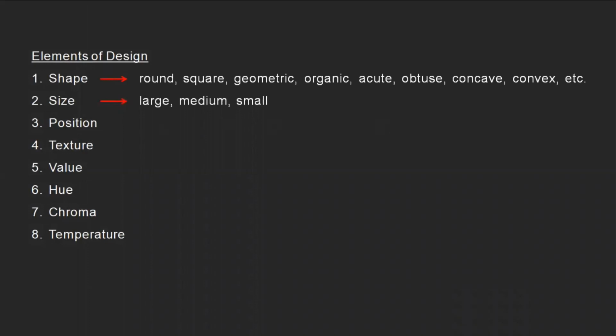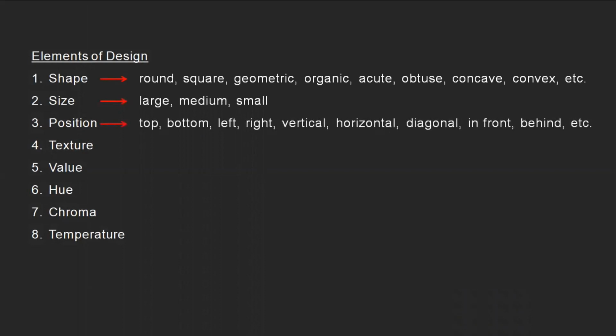If I'm thinking about the position of something, then I might say that it's at the top, it's at the bottom, the left, right. The orientation is also a kind of position. So is it vertical? Is it horizontal? Is it diagonal or oblique? Is it in front of something? Is it behind something, right? Position and space in the design there, and so on.